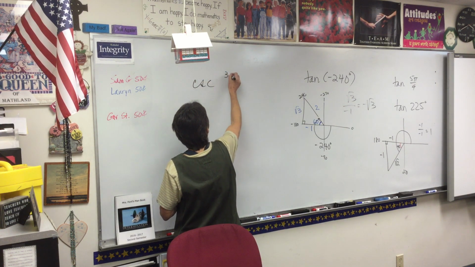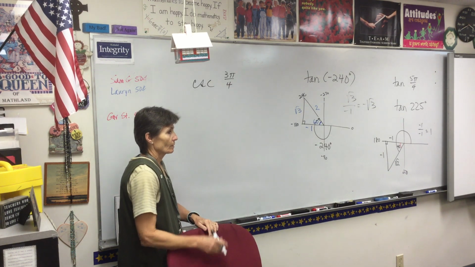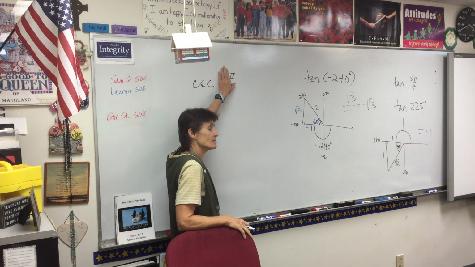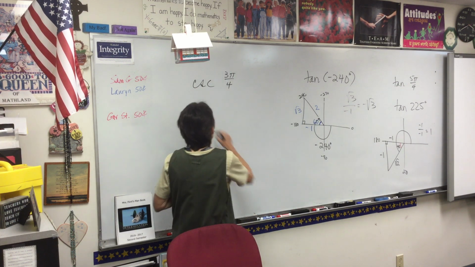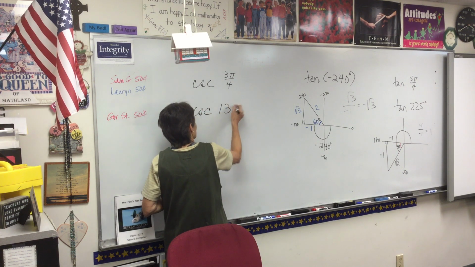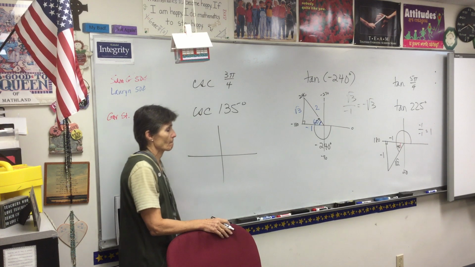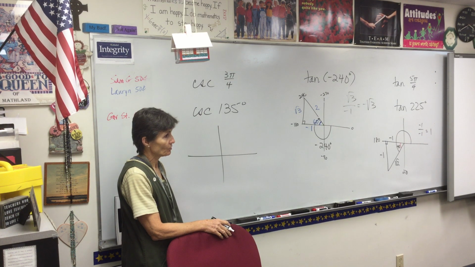Cosecant of 3 pi over 4. Figure out how many degrees that is. Pi is 180 divided by 4. We just did that. Pi divided by 4 is 45. Times 3 is 135. Don't let me pull a fast one on you. Is that right? 135?